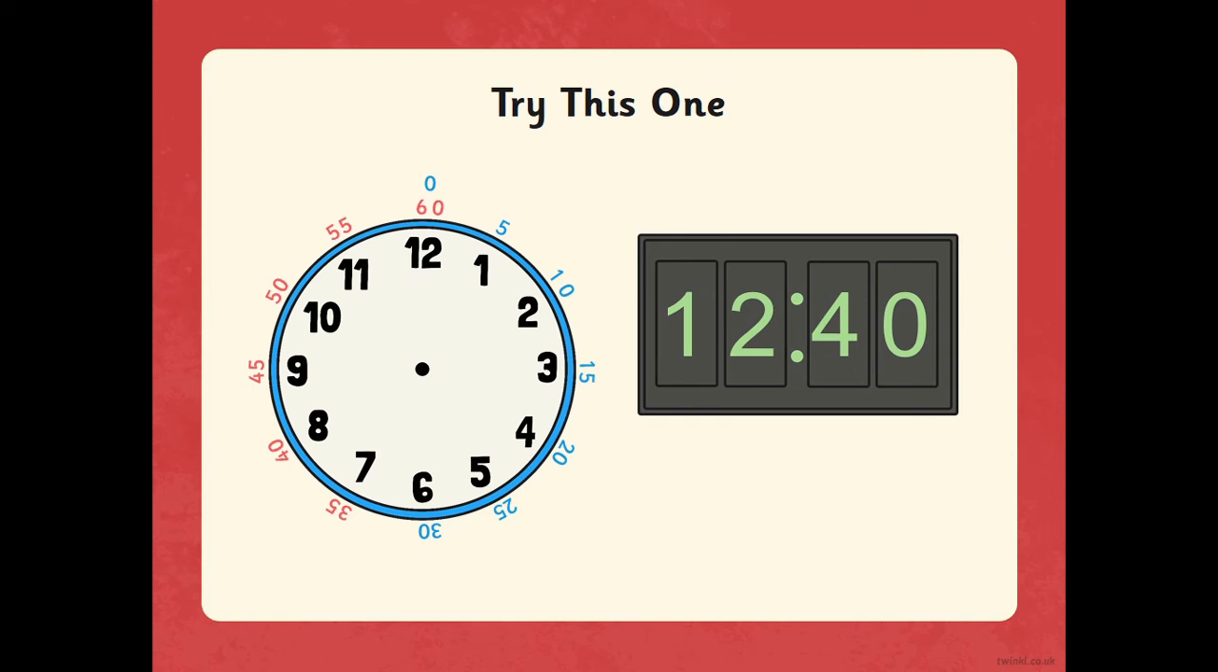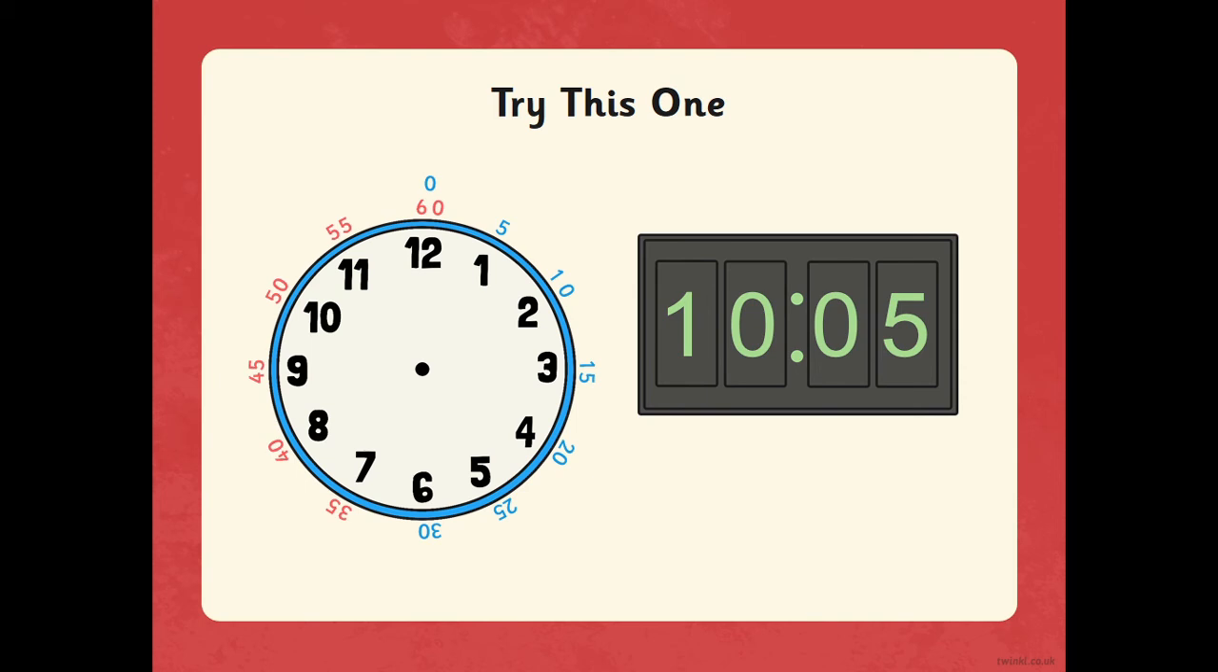Have a look at this one. We've got how many hours? Well, it's 12 o'clock. So the hour hand is going to go between the 12 and the 1. And then 40 minutes, so we need to count around and put the minute hand pointing to 40 minutes. Fantastic. Okay, one more now.